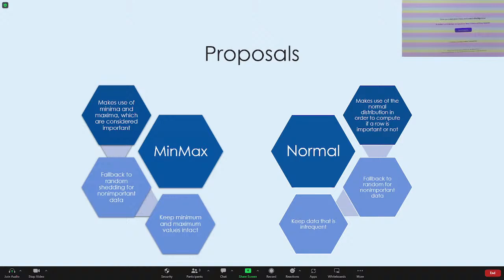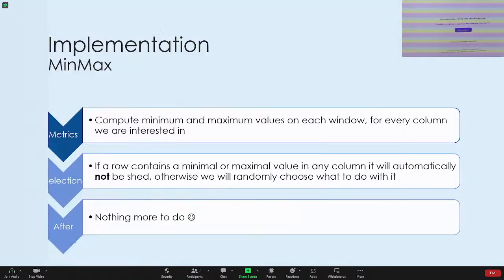If you have to measure the temperature, you would want to know when the temperature exceeds some threshold. And the other is a normal approach, whose name comes from the fact that we are using the normal distribution in order to compute if a row is important or not. And if not, again, we fall back to a random implementation. Now, the implementation that we did is not inside of a data stream management system, it's inside of a continuous query executor. It's basically a small module that would go inside of a data stream. And we implemented these as operators, so you can put them wherever you want in your schema.